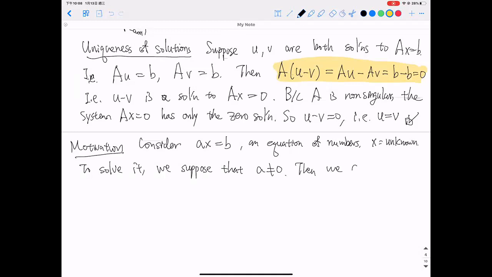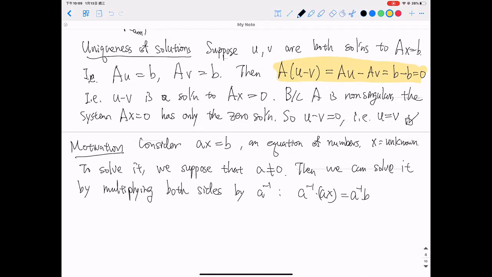Then we can solve it by multiplying both sides by A inverse, which is the same thing as dividing both sides by A. Now, A inverse times A times X is 1 times X, which is X. So if you do this, you get X equals A inverse B.